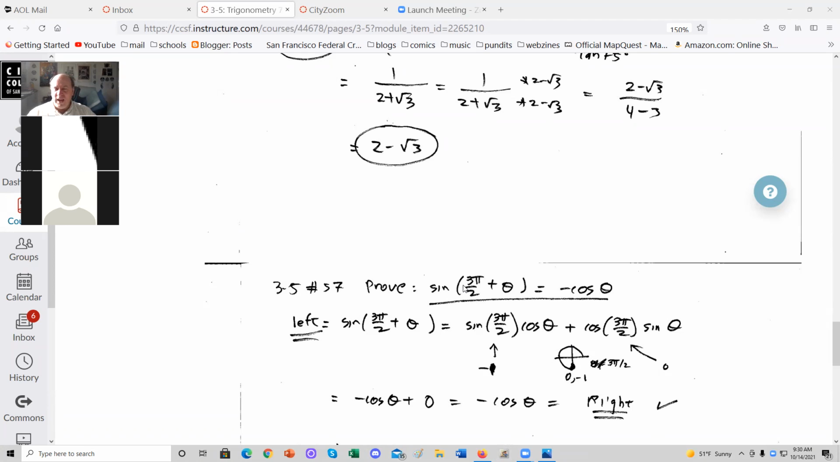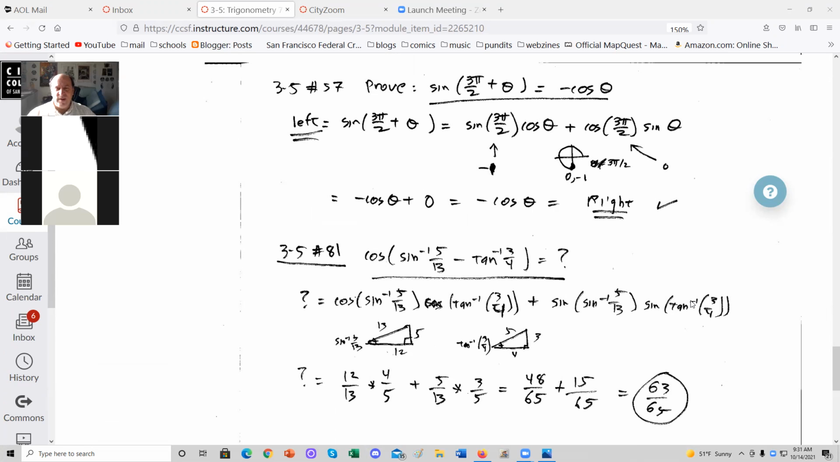So, sine of 3/2 pi plus theta is minus cosine theta. So we prove by going from left to right. The left side is sine of 3 pi halves plus theta. And sine of a sum is sine cosine plus cosine sine: sine 3 pi halves cos theta plus cos 3 pi halves sine theta. 3 pi halves is this 270-degree turn going to 0 by -1. So the sine of 3/2 pi is a -1, and the cosine of 3/2 pi is a 0. So putting a -1 here and a 0 here, you get negative cosine theta, or the right side. And the identity is proved.